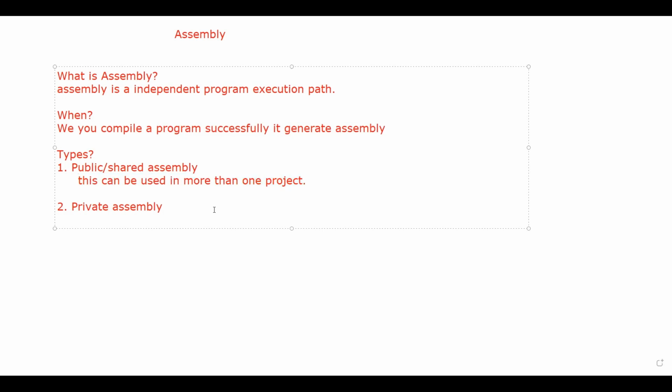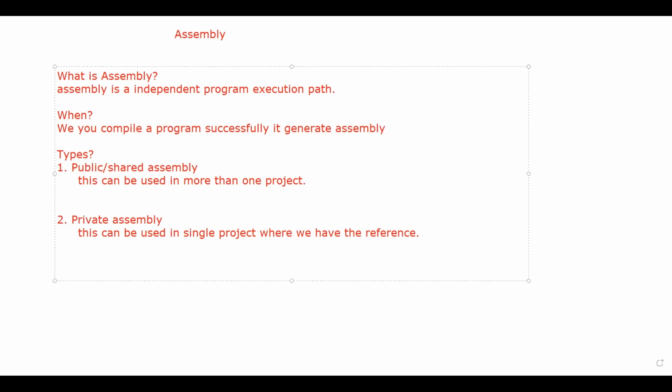When we have a private assembly, this can be used in a single project where we have the reference. Here we need a reference, and only then can it be used. But the shared assembly can be used in more than one project.